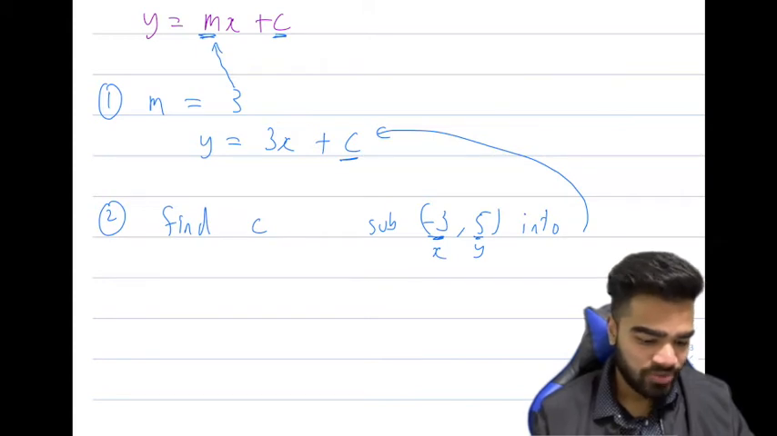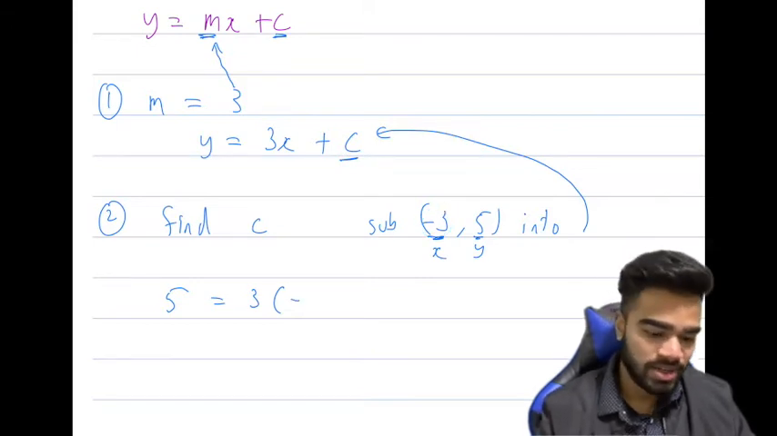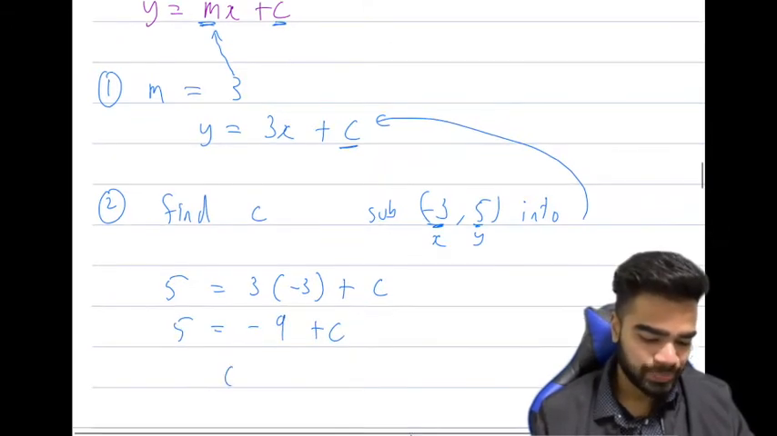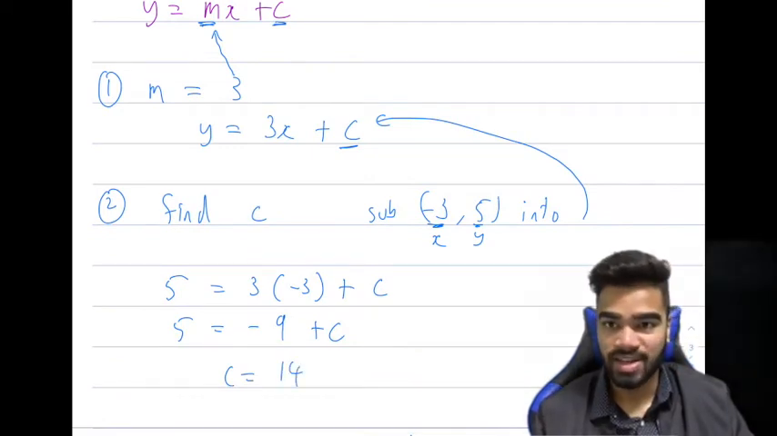So it's saying y is 5. So, replace y with 5, is equal to 3 multiplied by what's x? Well, x is negative 3. So 3 times negative 3 plus c. And then just solve for c. So 5 is equal to 3 times negative 3, which is negative 9, plus c. And then c is equal to, we'll take 9 to the other side, 14. 5 plus 9 is 14.